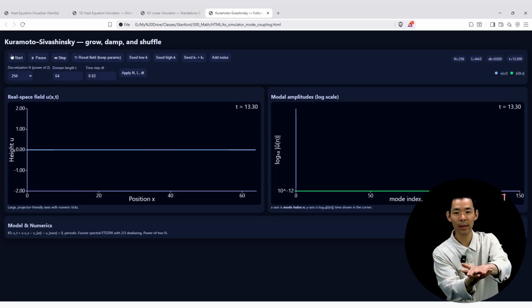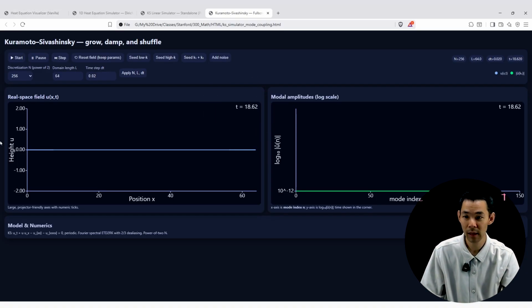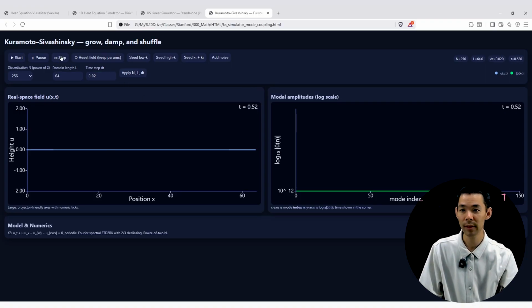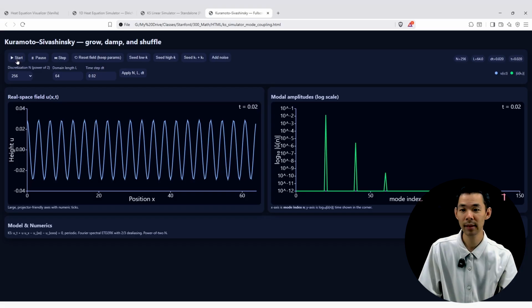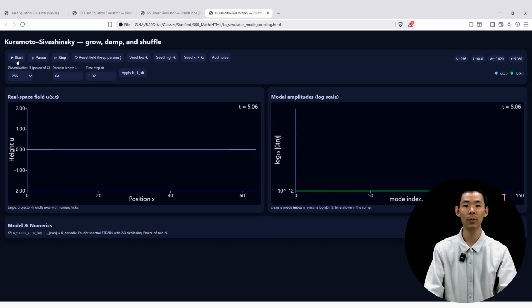All the waves went away to 0, and you can see the time is still running, but the temperature went all the way to 0. I'm going to restart this, and the same thing will happen. There we go. Once again, boom, goes away.